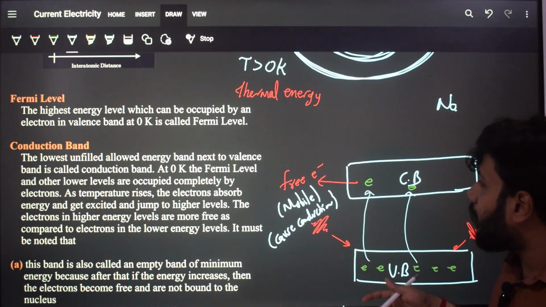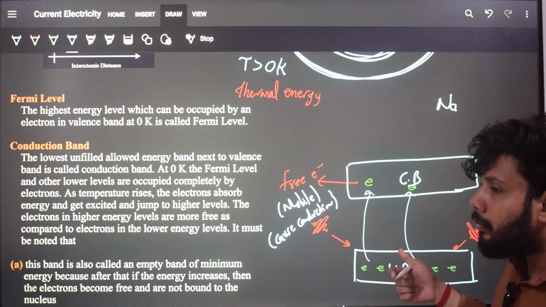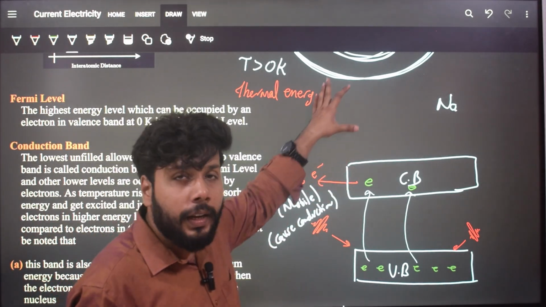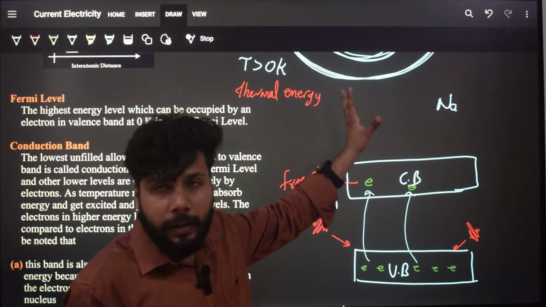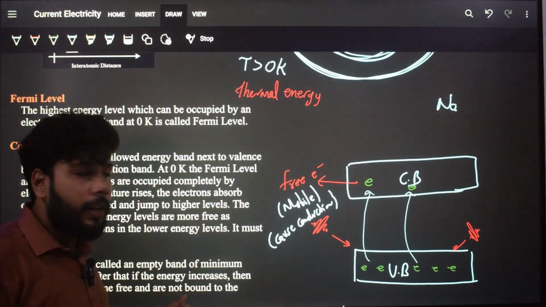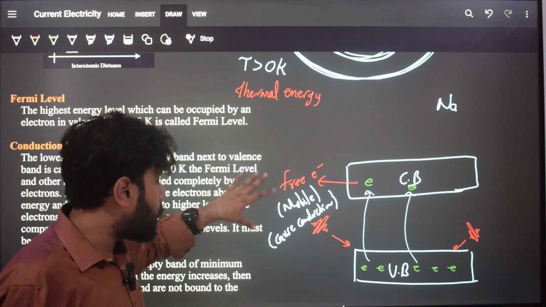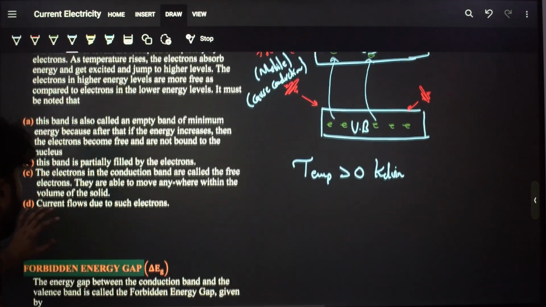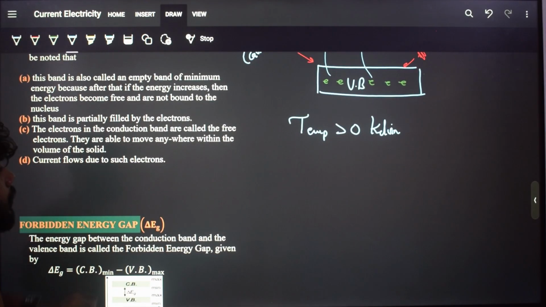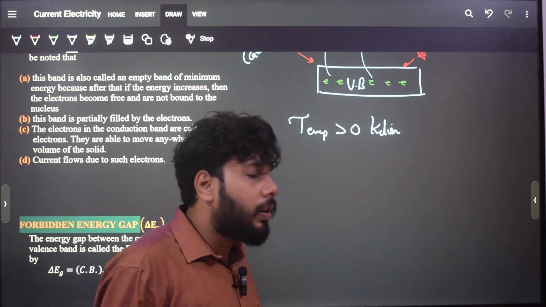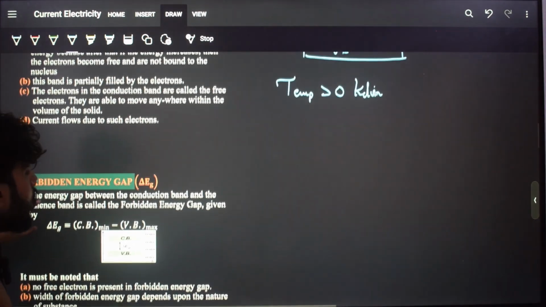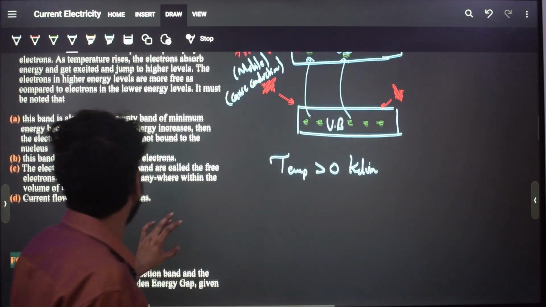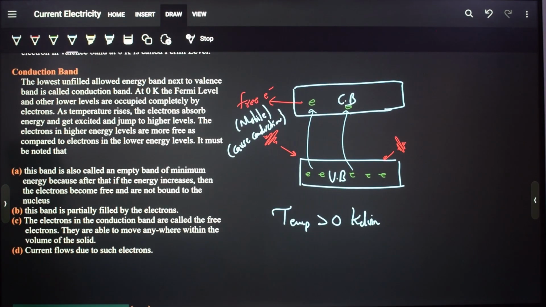To actually remove this electron from the binding energy of the nucleus, you have to take it from here. If you give any energy from this point, it can become an ionized electron. Got it? But still here, because the pull of the nucleus is nearly negligible, these electrons are mobile, so they can cause conduction. Current flows due to such electrons. That's why they are called conduction electrons also, or free electrons. Got it? You can have a look at this also. If you want to take a screenshot, you can take it.